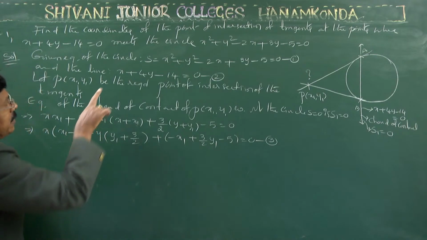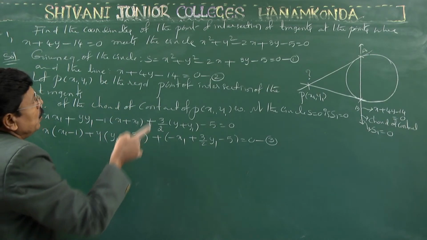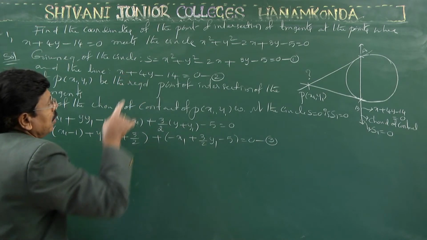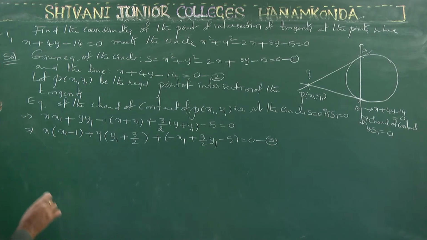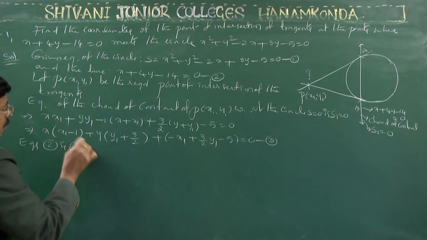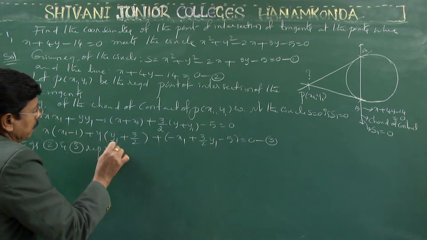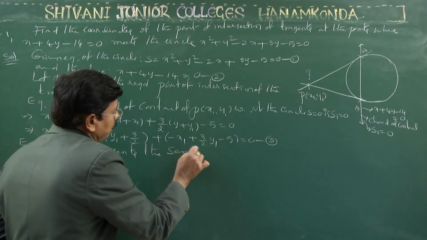Equations 2 and 3 are both the same, which is S1 equal to 0, the chord. Already we know this concept too: both represent the same formation. So equations 2 and 3 represent the same line. Okay, fine.